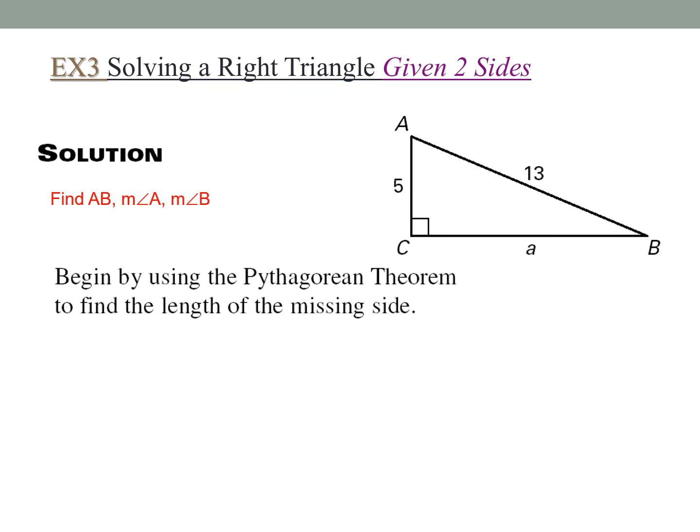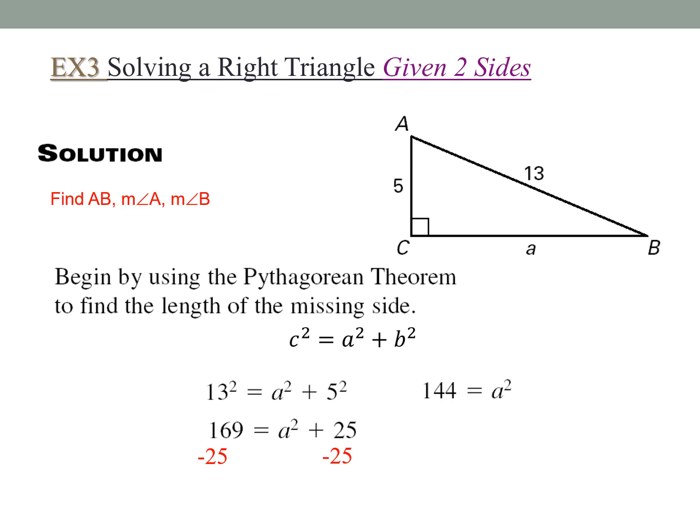First we have to find the missing side using the Pythagorean theorem, which says a squared plus b squared equals c squared. As you know, c is the hypotenuse and a and b are the legs of the right triangle. By substituting, 13 squared equals a squared plus 5 squared. Then 169 equals a squared plus 25. Subtract 25 from both sides, then a squared equals 144. By taking the square root of both sides, then a equals 12.